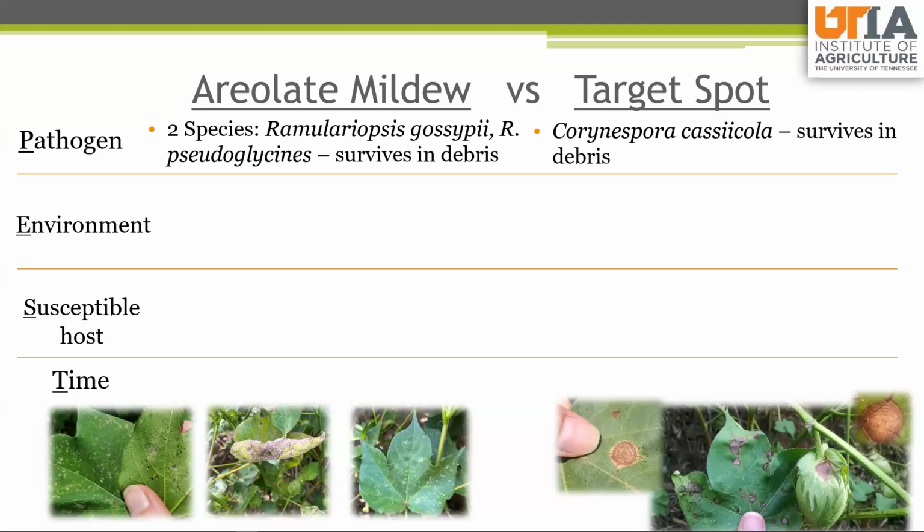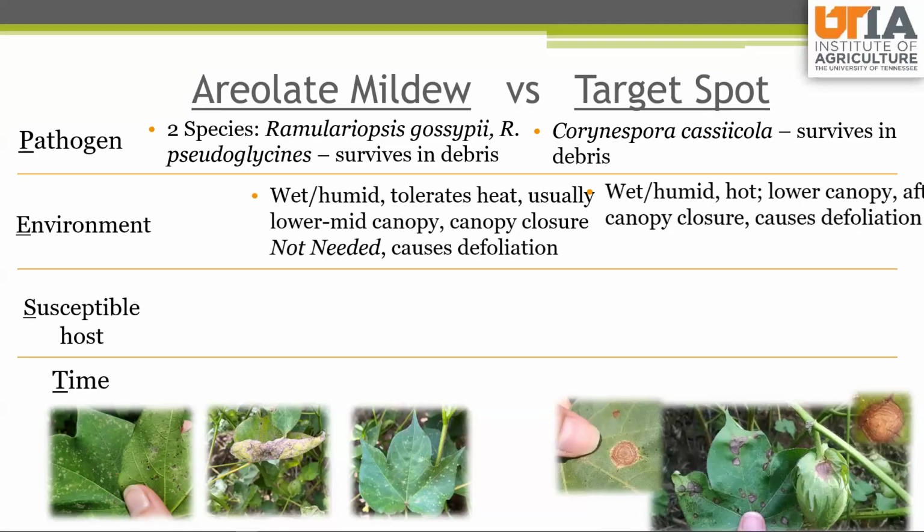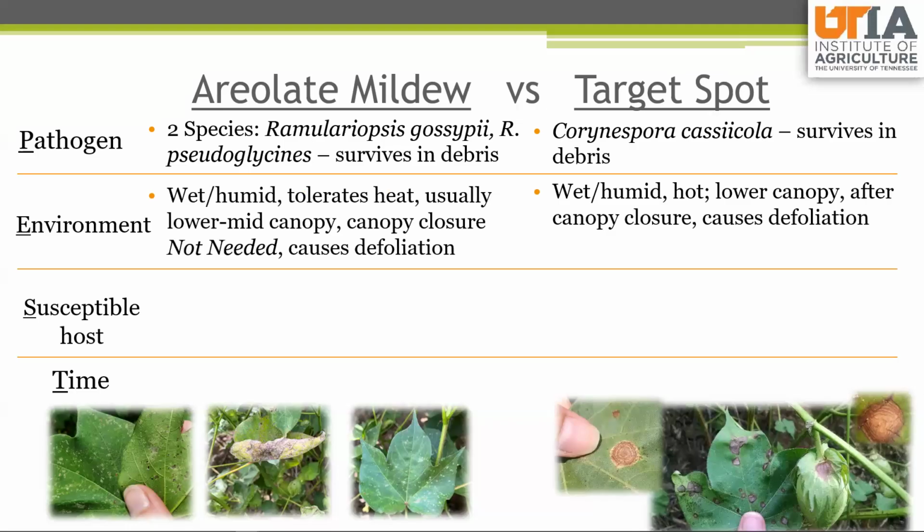So far, where we do have continuous cotton and we've seen the areolet mildew, we do see it consecutive years in a row. So the environment is very similar for both of these pathogens to infect and then develop disease. They both like it wet and humid and hot, but the mildew really does tolerate heat more so than target spot. And then the biggest thing between the two, again, is where you might find it in the canopy.